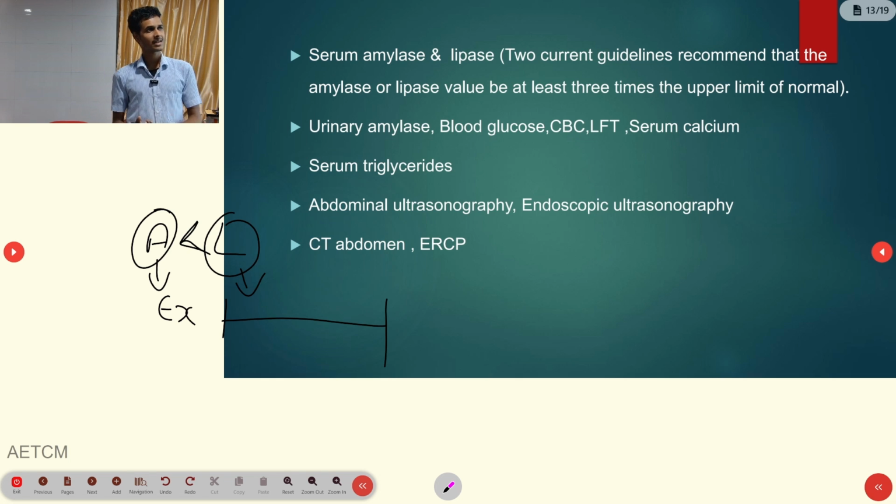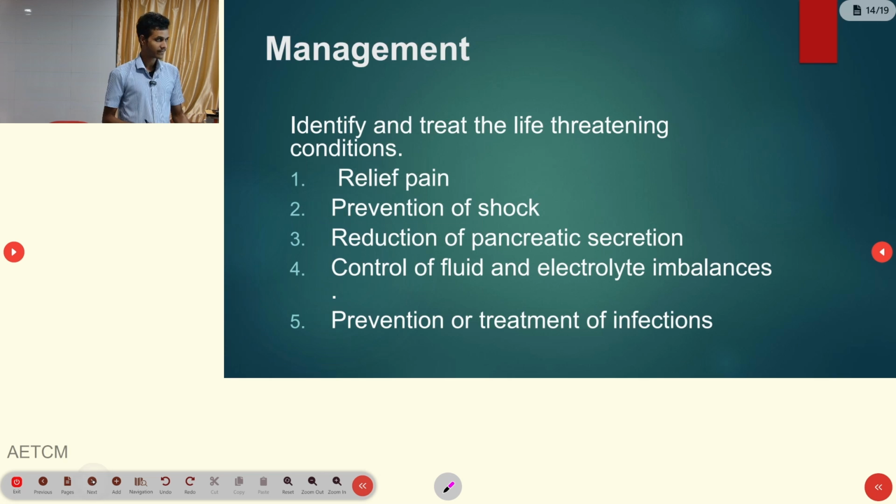Urinary amylase level we can also check, because we told amylase is easily excreted through our urine. So to check that, you can go with urinary amylase, blood glucose, CBC, LFT, serum calcium level, serum triglyceride level. Both elevated, and serum hypercalcemia is also one of the causes, as we told, right? And then for imaging we can go with ERCP, CT abdomen, abdominal ultrasonography, endoscopic ultrasonography.